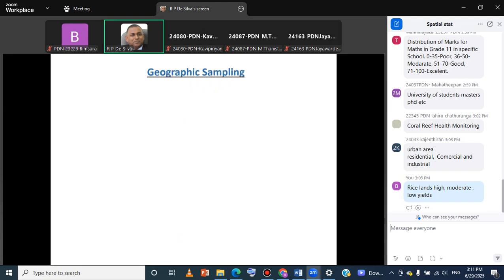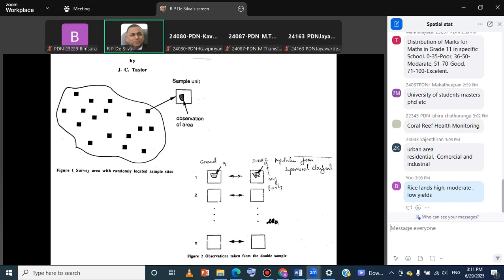Now we go for another option. I explained a little bit earlier this example, geographic sampling. Now, I took the example from John C. Taylor's example. We have an area, right? We have a geographical area. So you can see the geographical area with this boundary.